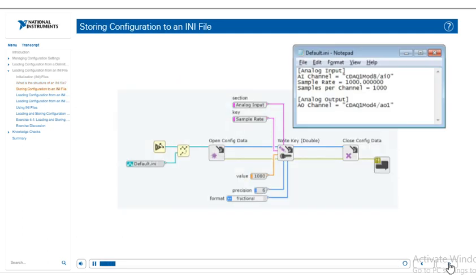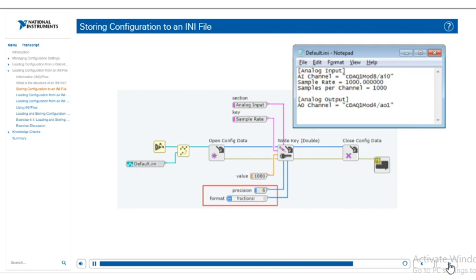This example VI writes one key value to an INI file using the write key node. In order to write a value to an INI file, you must specify the section, the key, and the value that you want to write. The write key node will automatically adapt based on the data type of the value input wire. In this example, the write key node adapts when a DBL data type is wired to its value input, and then provides additional precision and format inputs. We're able to specify the format and precision to determine how to format the DBL into a string to write to the INI file.